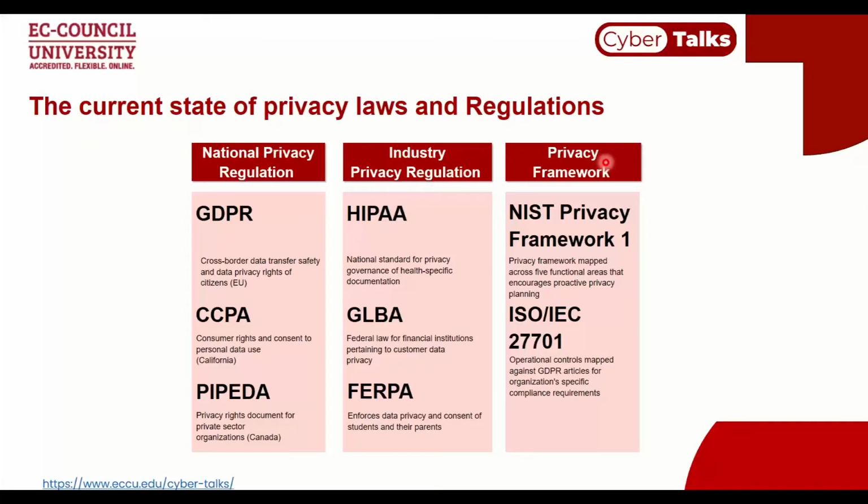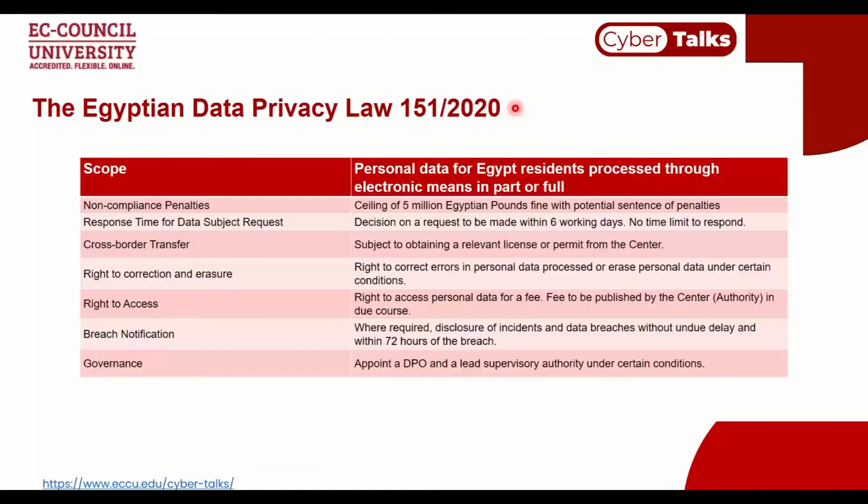And finally, we now have frameworks that can be used as guard rails for implementing a privacy program in any organization. We have the NIST Privacy Framework version 1.0, ISO 27701 that applies operational controls mapped against the GDPR articles for organizations' specific compliance requirements. And most recently in my region, the Middle East and North Africa, we have the Egyptian Data Privacy Law 151 that was issued July 2020.